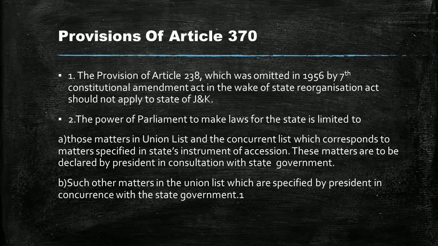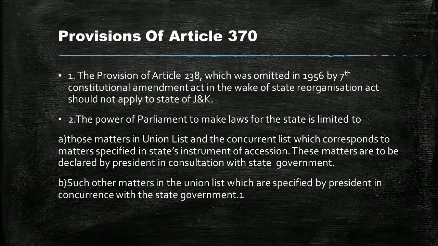Now coming to the second provision. It says that the power of the Parliament to make laws for the state is limited to those matters in Union List and the concurrent list which correspond to the matters specified in the state's instrument of accession. These matters are to be declared by President in consultation with the state government. Basically, the original instrument of accession classified the matters under four heads. The first one was defense, second one was external affairs, third one was communication, and fourth one was ancillary matters. So the subjects that relate to these matters only can be taken up by the Parliament for the lawmaking in consultation with the state government.